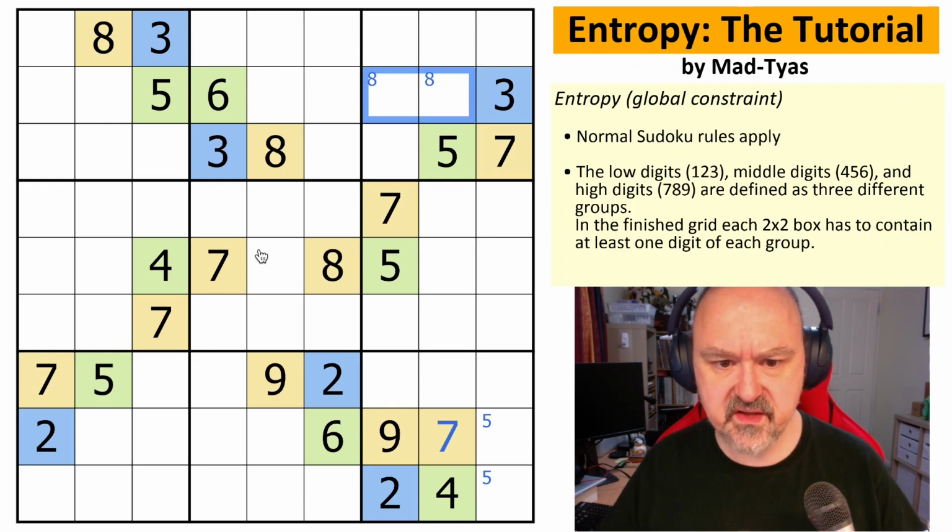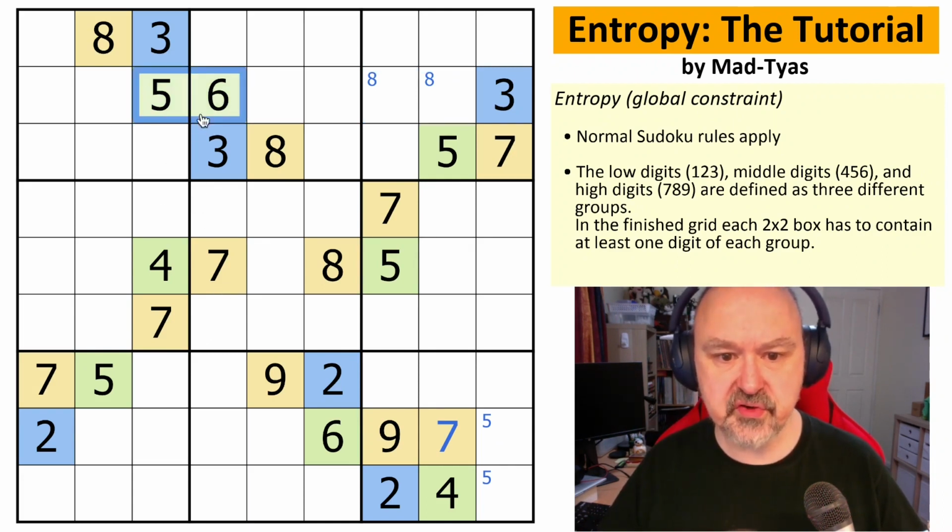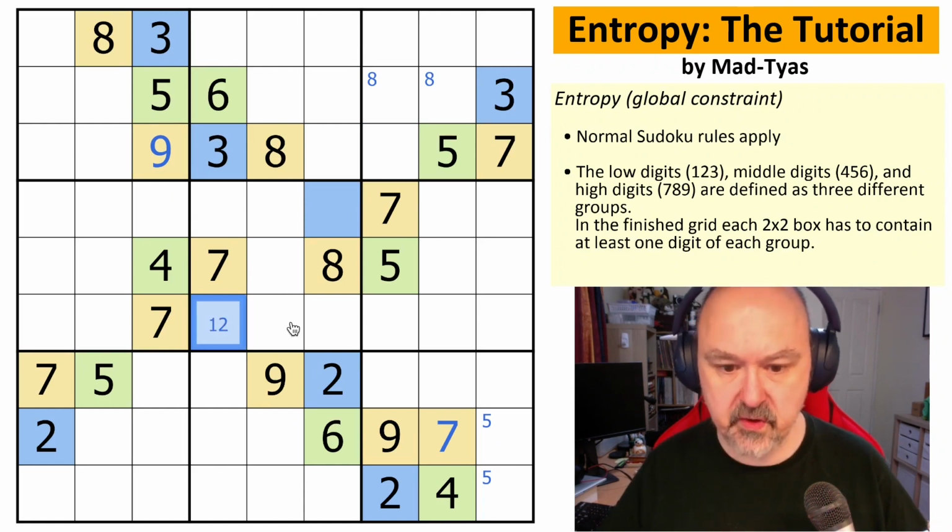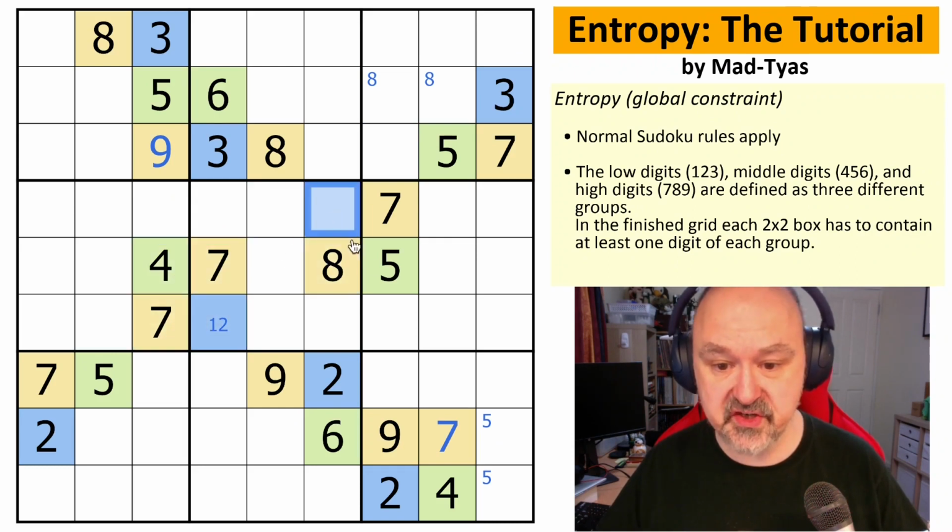I'm not surprised that I'm not seeing a lot, and that could be a combination of the coloring and not. This must be a high digit because I've got two mediums and a low, so this has to be a high digit, and the only high digit I can put in there is a 9. This must be a low digit, and this must be a low digit. So this sees a 3, so this has to be a 1 and a 2. And this again is just the entropy constraint. In any 2x2 region I select, I must have a digit of each color. So these two digits must be green and blue.